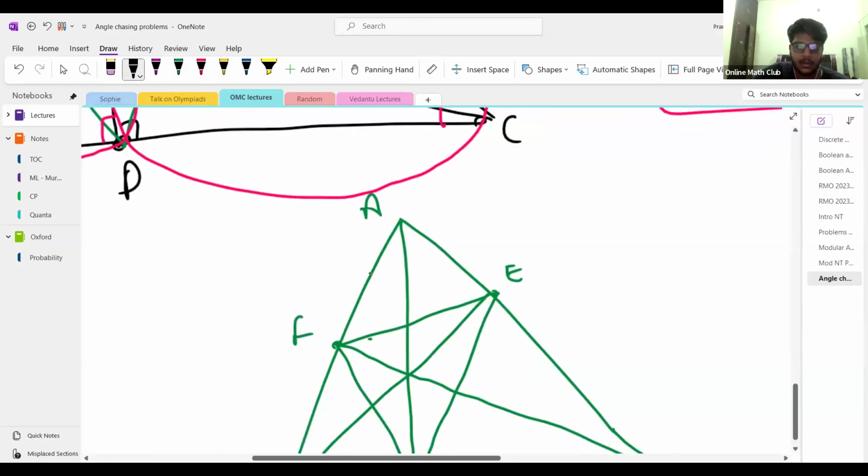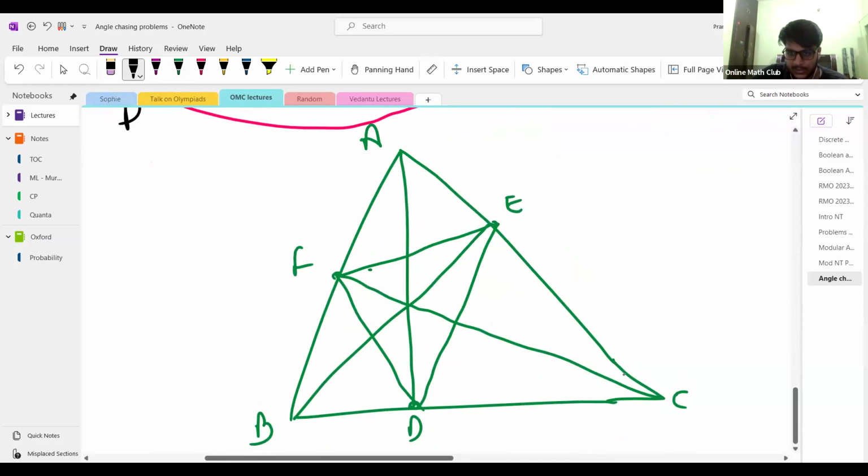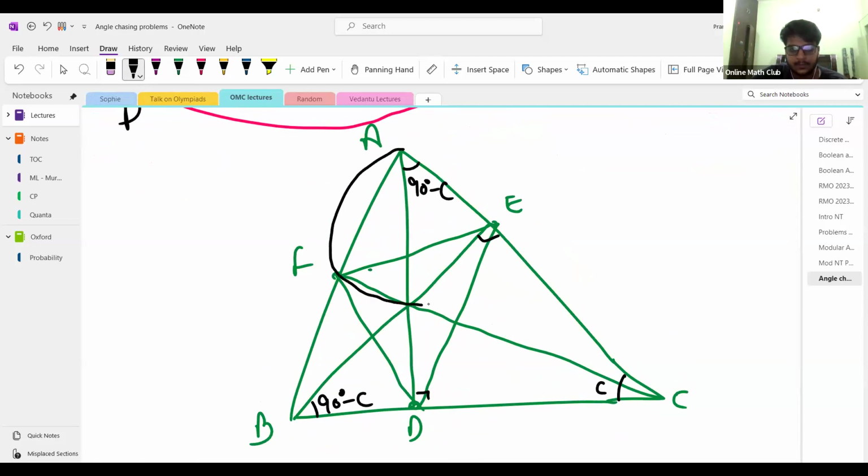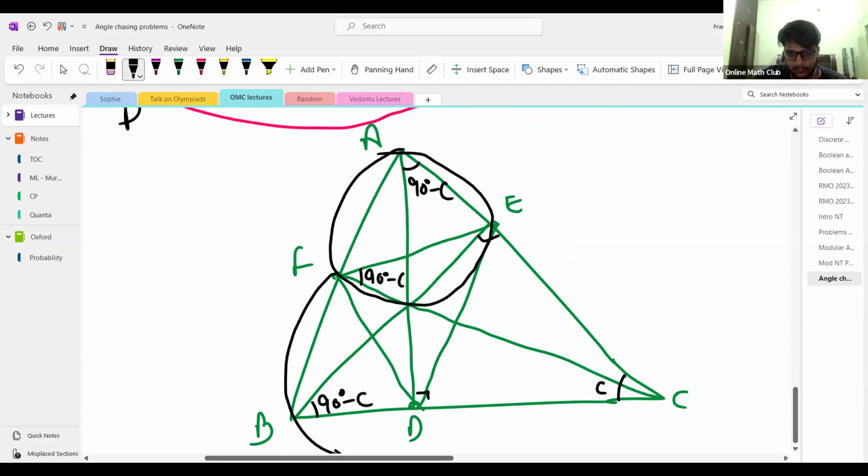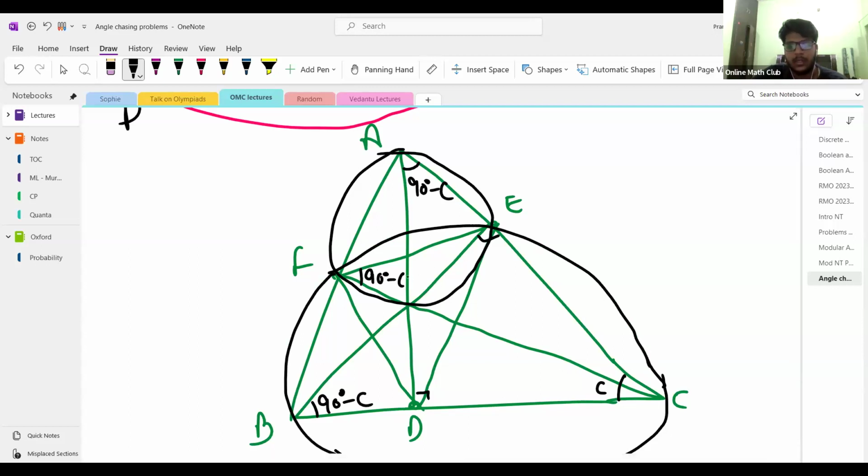So, okay, let's see. This is C. This is 90 degrees. This is 90 degrees minus C. This is also 90 degrees minus C. This is cyclic. So this is 90 degrees minus C. We also get that this is cyclic. And okay, what other angle? Like, is there any nice angle?